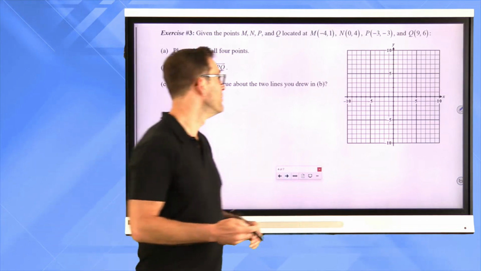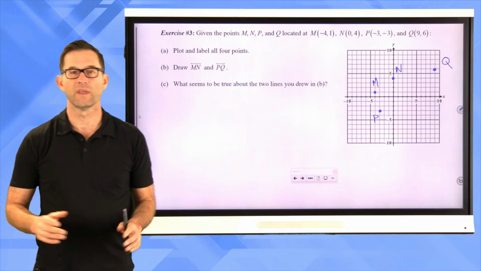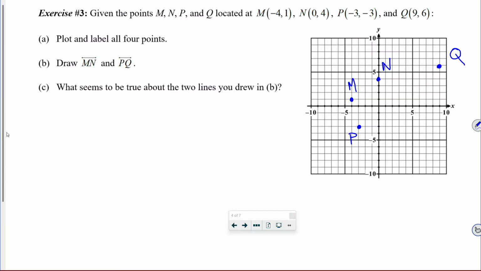All right, let's do it. M is at -4, 1. N is at 0, 4. P is at -3, -3. And Q is at 9, 6. Okay, easy enough. Letter B.